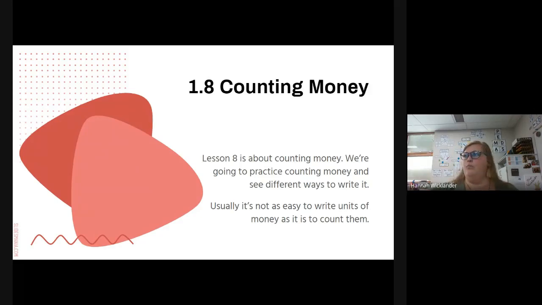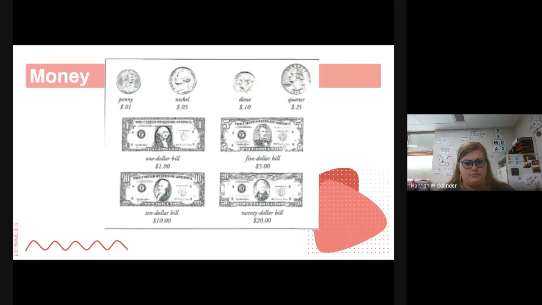And then 1.8 is counting money. So we're going to practice counting money and seeing different ways to write it, because there's 3 kind of different ways you can do it. So here's what the book works with for types of money. There's a penny, which is worth 1 cent, a nickel, 5 cents, a dime, 10 cents, and a quarter, 25 cents, $1 bill, $5 bill, $10 bill, and $20 bill. We know what they are based on the numbers in all 4 corners: 1, 5, 10, 20.